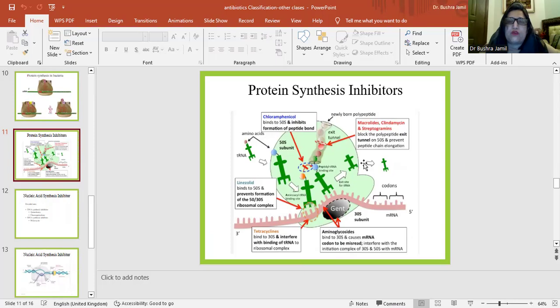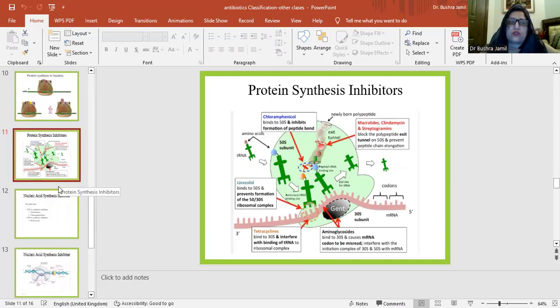Now, because you have understood completely the whole process of translation, you can easily understand how these antibiotics, linezolid, chloramphenicol, and macrolide, are inhibiting translation in bacteria.